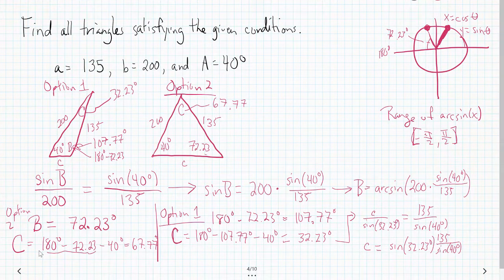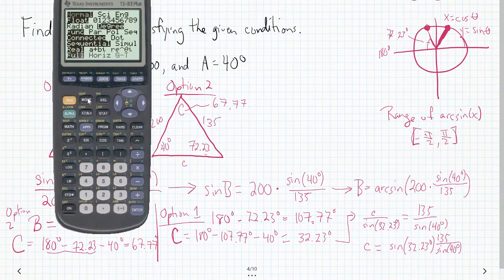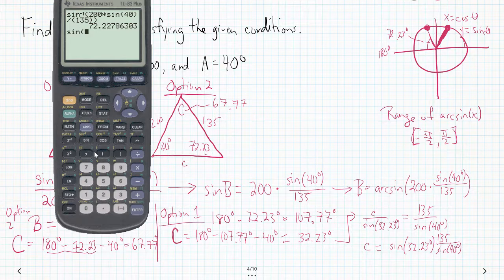Okay, so what does that do for us? Well, let's see here. Once again, check the mode. If I can turn this thing on. Mode, we're back in degrees. Okay, so we're good. We can start punching in the sine.